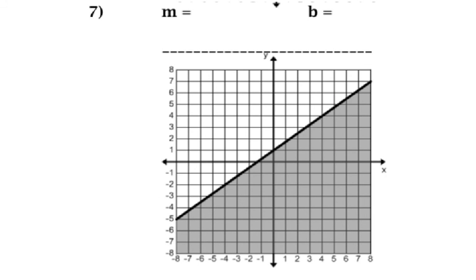Okay, number 7, same thing. I know it's shaded below and it has a solid line. So again, I'm going to do less than or equal to. I can see that my y-intercept is at 1. My slope, find 2 points. I'm going to go up 3 over 4. So 3/4. So I'm going to say y is less than or equal to 3/4 x plus 1.